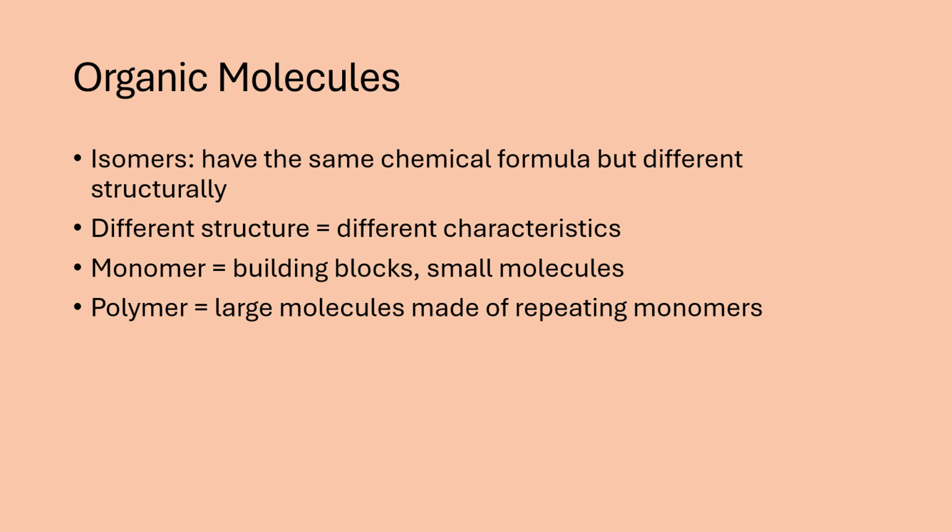We often use the terms of monomer and polymer. Monomer is going to be small molecules. They're the building blocks. And you put a bunch of monomers together to build the larger molecules or polymers. So when you're talking about a large polymer, a large molecule, you'll often say, what is the monomer? What is it made up of? And it's just asking, what is the building block for it?